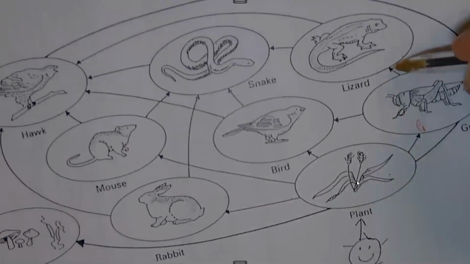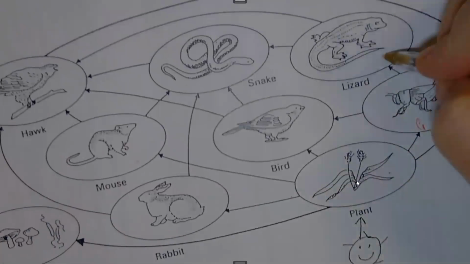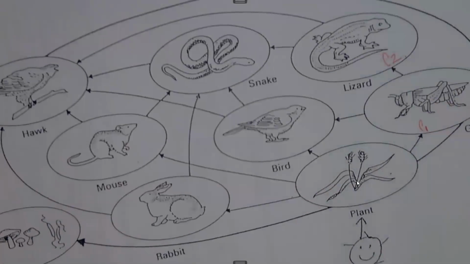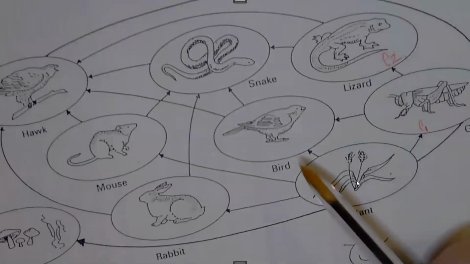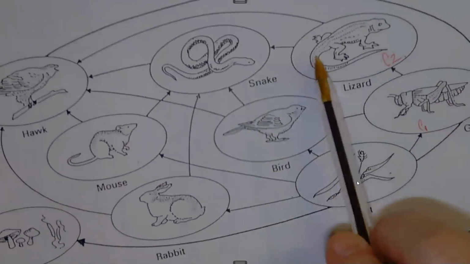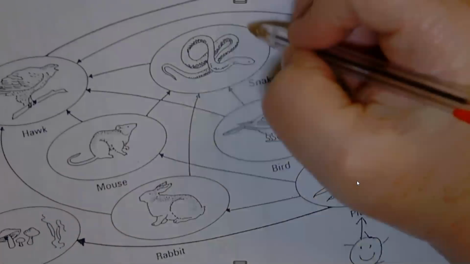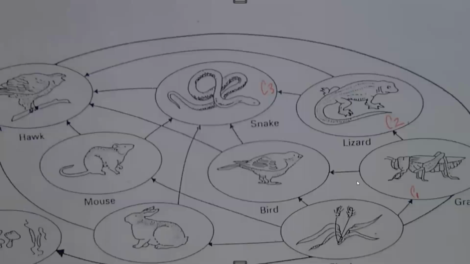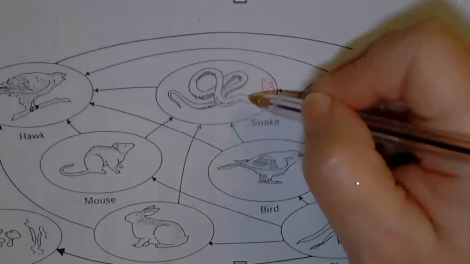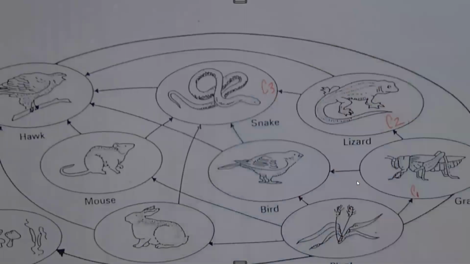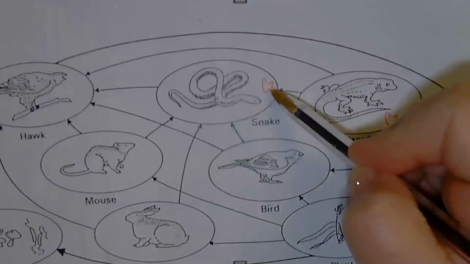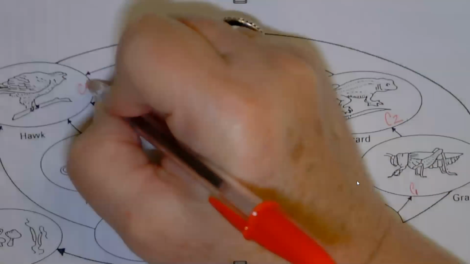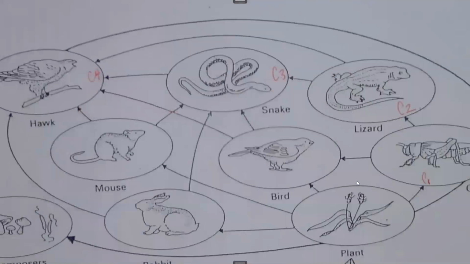Then the lizard eats the grasshopper. So that would be my secondary consumer. Then the snake eats the lizard. So that would be what we called our tertiary consumer. And then finally the hawk's kind of at the top of this food chain here. The hawk eats the snake, so it is a C4, a quaternary consumer.